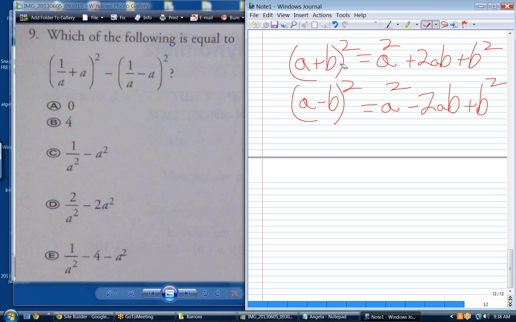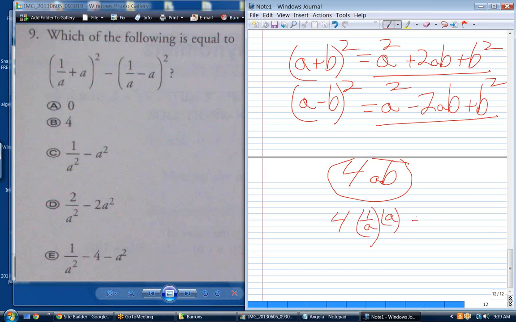But regardless, if I take this and subtract this, it's the same as taking this and subtracting that. And when I do that, the A squared terms disappear, the B squared terms disappear, and I'm left with 4AB. So that's going to be my answer, but the A was actually 1 over A, and the B was actually A. Oh, okay. So the answer would be 4.